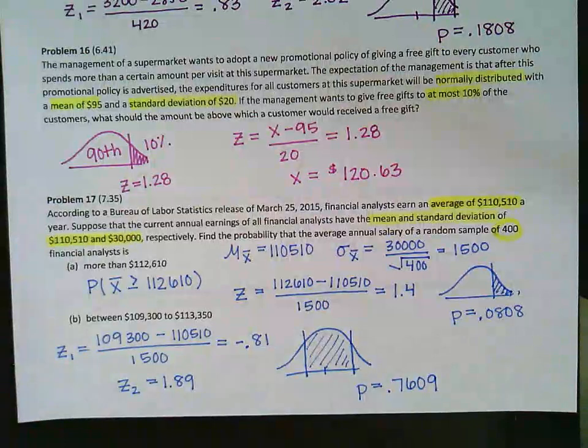And so if we are taking samples from the population, then we need to adjust the standard deviation to account for the fact that we're now looking at the sampling distribution of the means, not the entire population distribution.